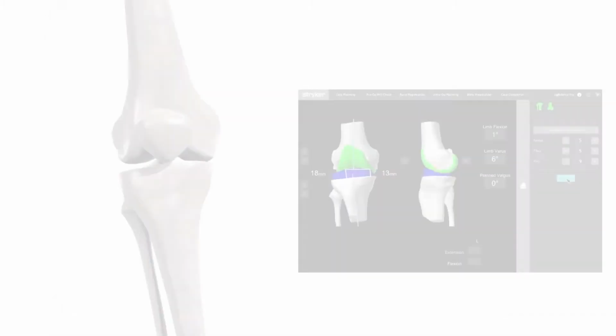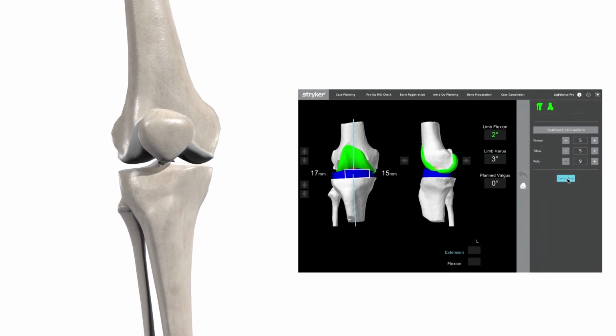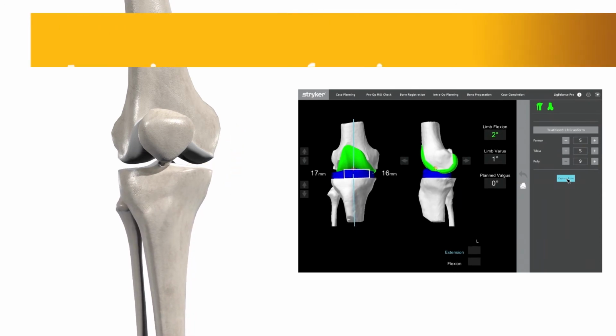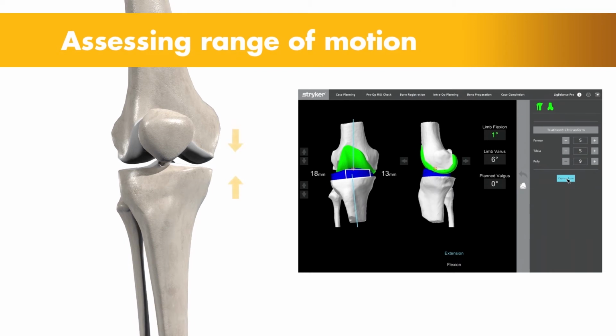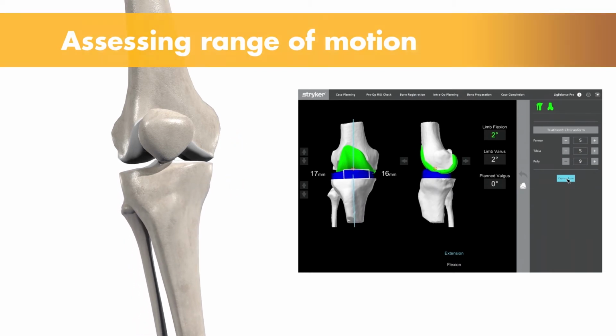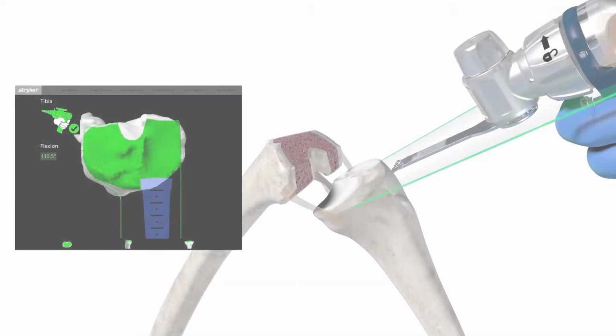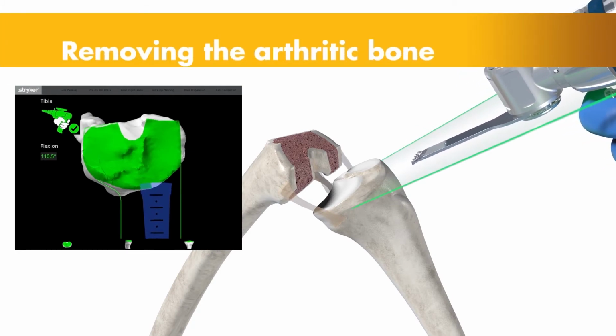Once the anatomy is registered to the 3D model, the surgeon has the flexibility to modify the preoperative plan based on their assessment of the patient's anatomy and range of motion. Then, the surgeon guides the robotic arm to remove the arthritic bone and cartilage from the knee.